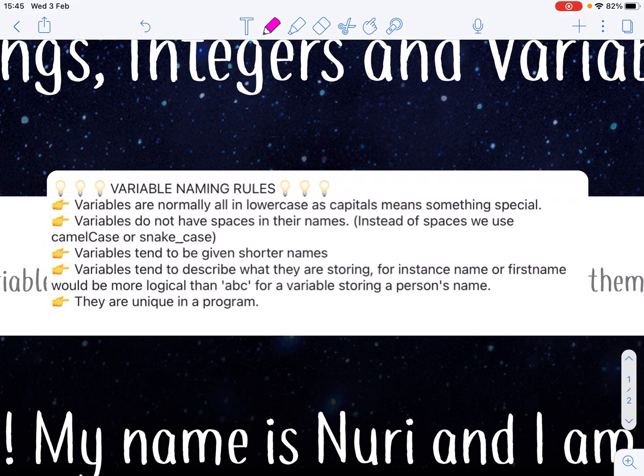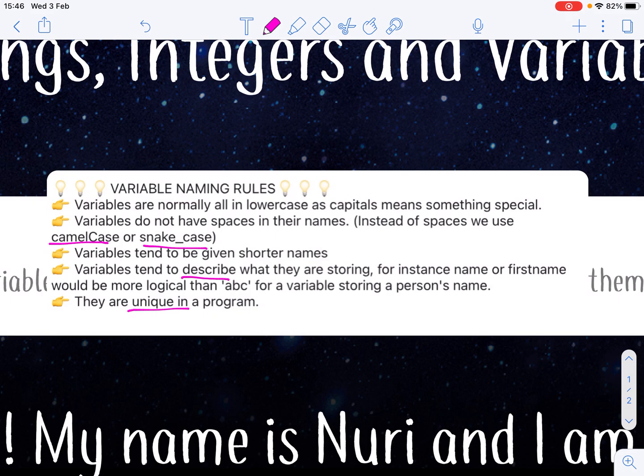Variables do not have spaces in their names. Instead of spaces, we will use camel case or snake case, which is where you have an underscore in between the words. Variables tend to be given shorter names, okay? So don't write a really long word, try and stick to the shortest word you can think of. Variables tend to describe what they are storing. For instance, name or first name would be more logical than ABC for a variable storing someone's name. And they are unique in a program, so you can't use the same variable name twice.